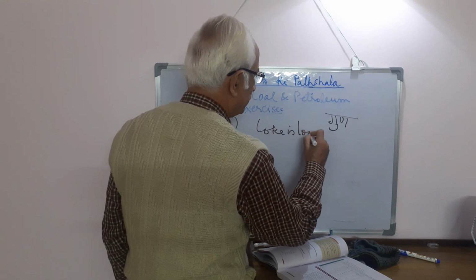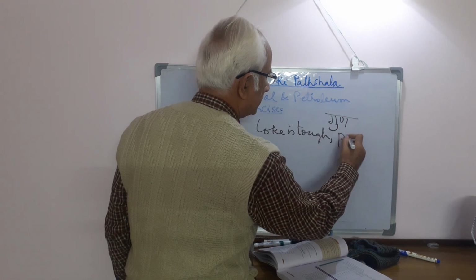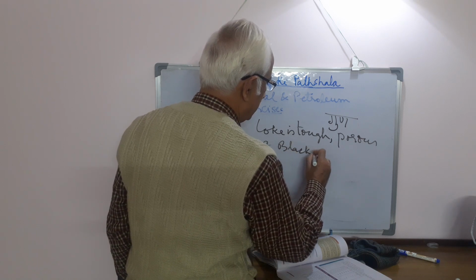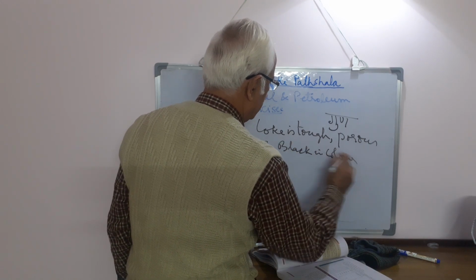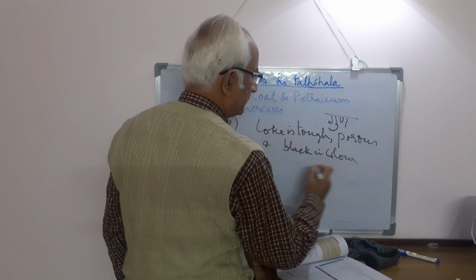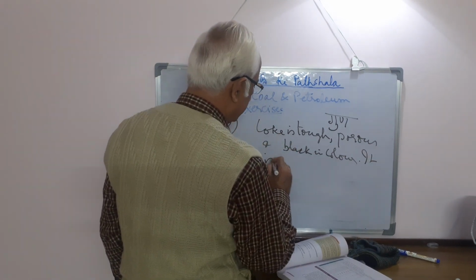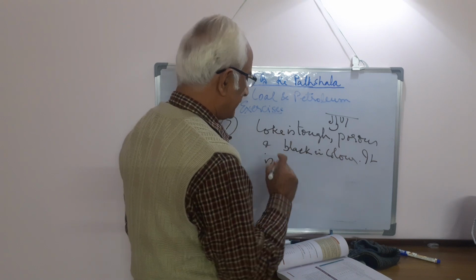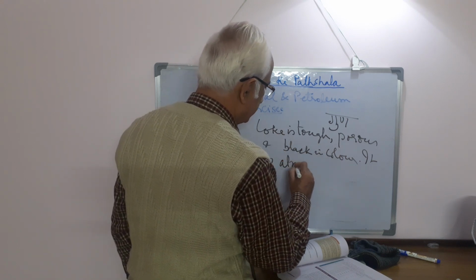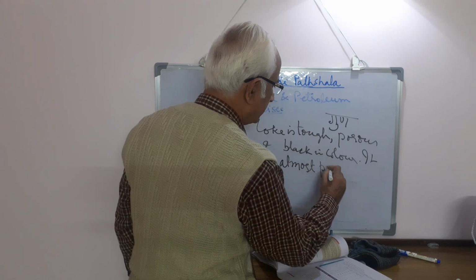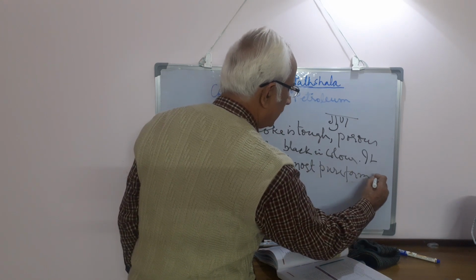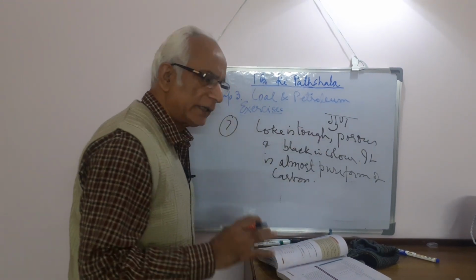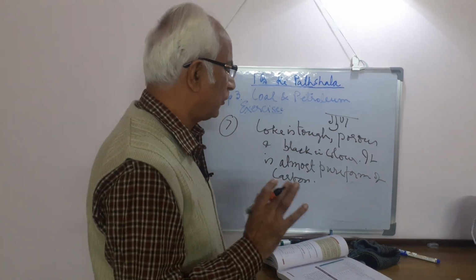Coke is tough, porous, and black in color. It is, second characteristic क्या है? First characteristic is it is tough, porous and black in color. Second है it is almost pure form of carbon. Almost pure, 100% pure नहीं है but almost pure है. It is almost pure form of carbon.